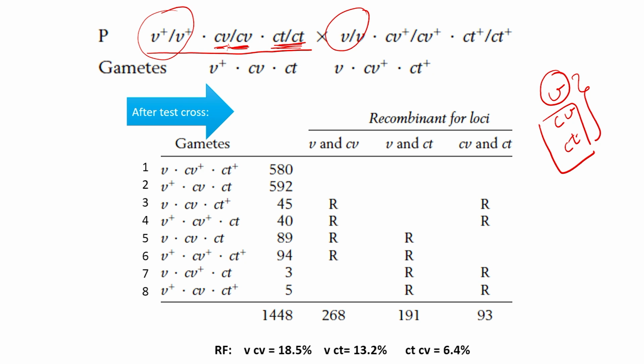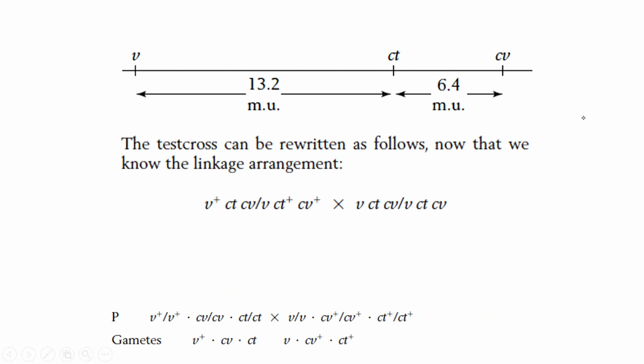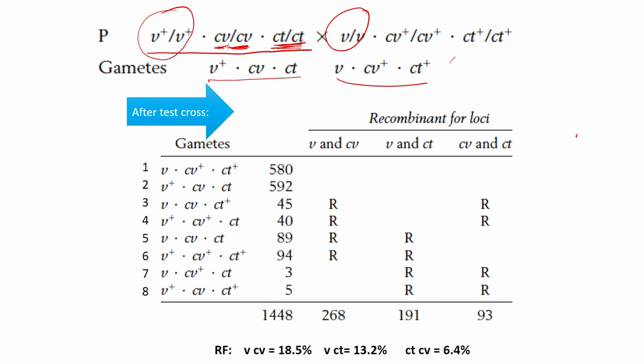So this is the parental genotype, and so the gametes that you will get will be V plus, CV and CT, and the other gamete will be V, CV plus and CT plus, remember that. Just for convenience I am reminding you here. One thing you need to remember is that these are the parental genotypes, these are the parental combinations.